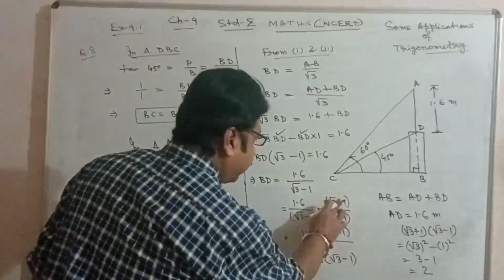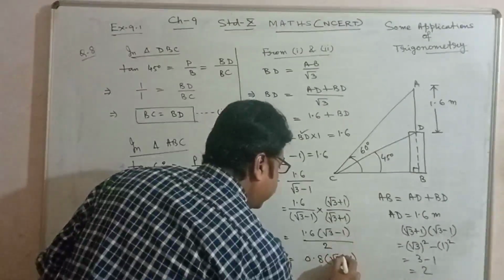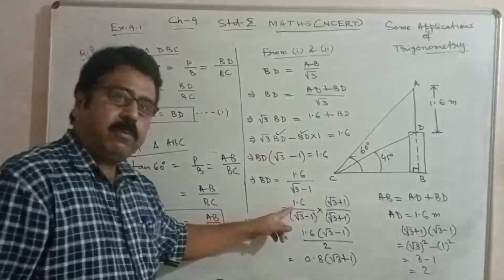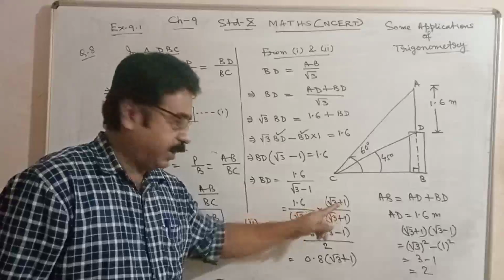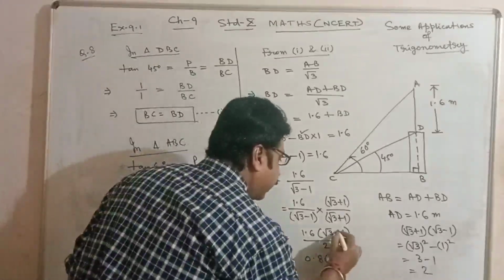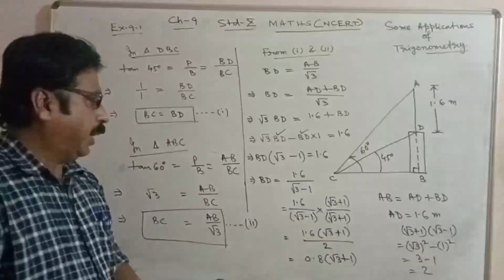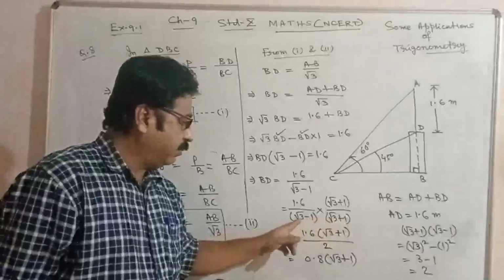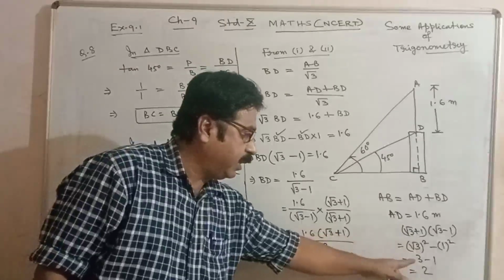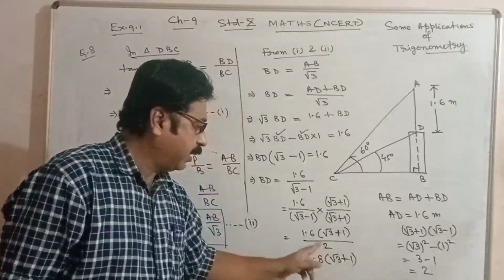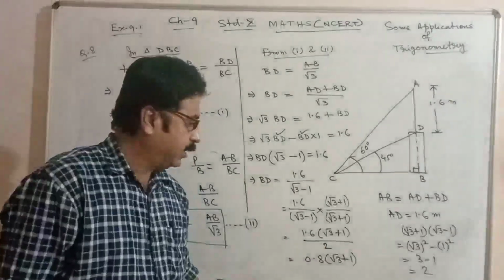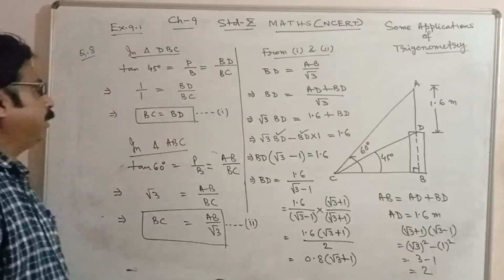It is root 3 plus 1. Here it is root 3 plus 1. 1.6 into root 3 plus 1. And denominator root 3 plus 1 into root 3 minus 1. That means root 3 square minus 1 square, 3 minus 1, 2. 2 is here. If you divide 1.6 by 2, it will be 0.8 root 3 plus 1.